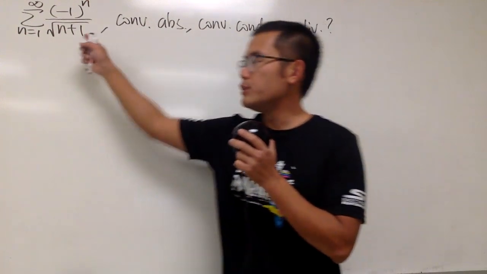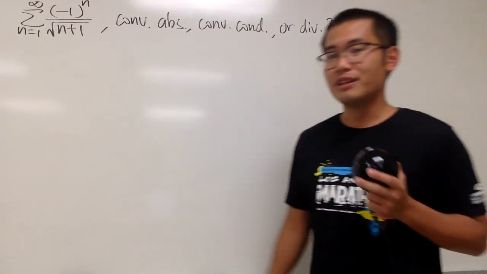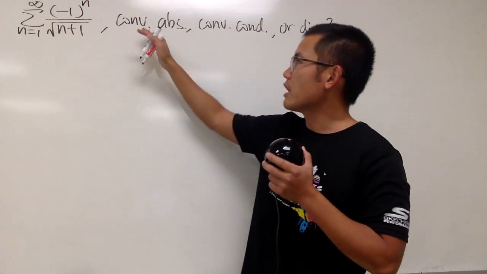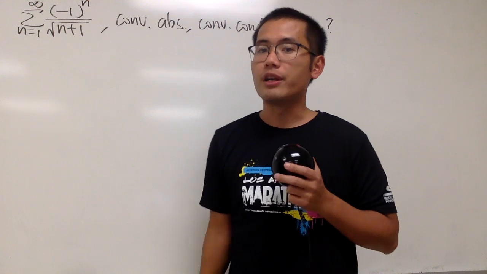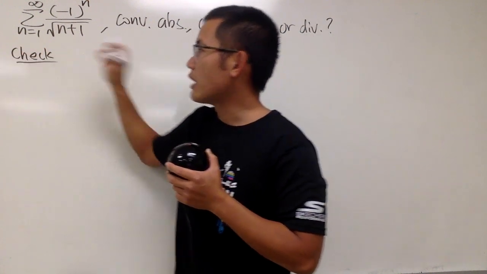Alright, we'll see if this series converges absolutely or conditionally, or maybe the series just diverges. So here we go. When the question is asking us, does this converge absolutely or not, we'll first check the absolute value version of this right here. So let's go ahead and do the work. Here is to check absolute convergence.